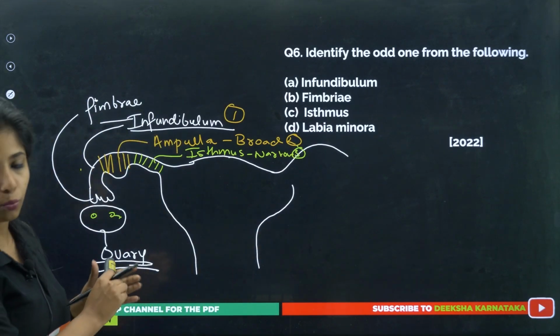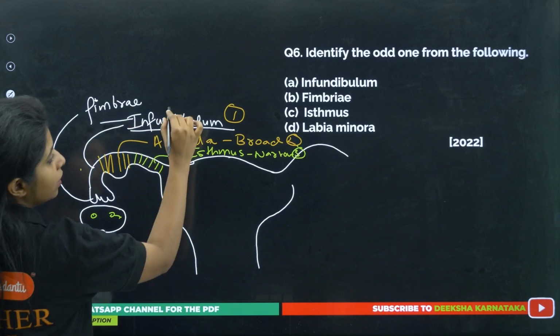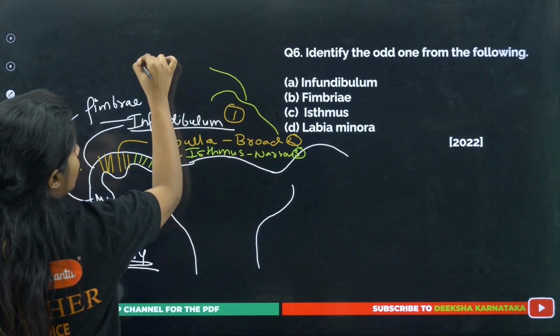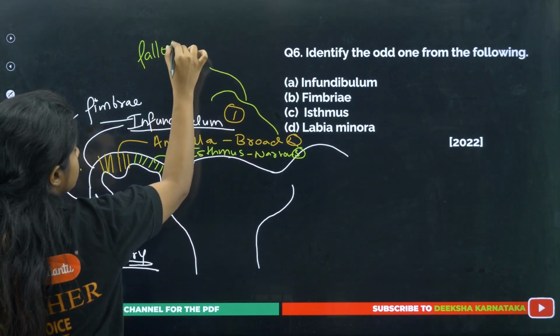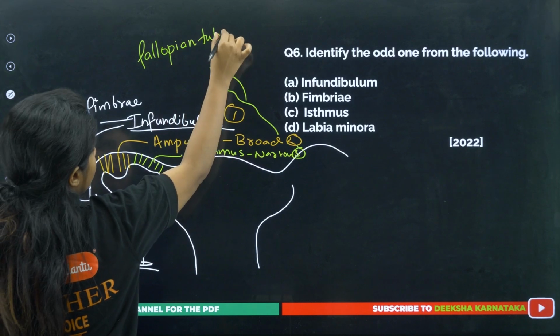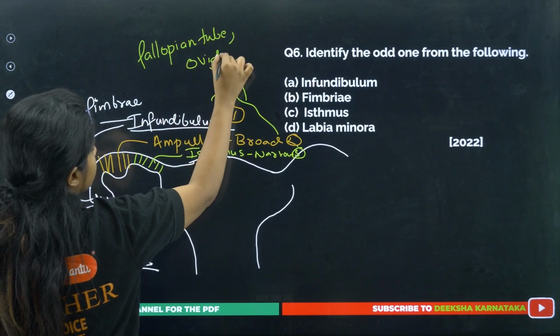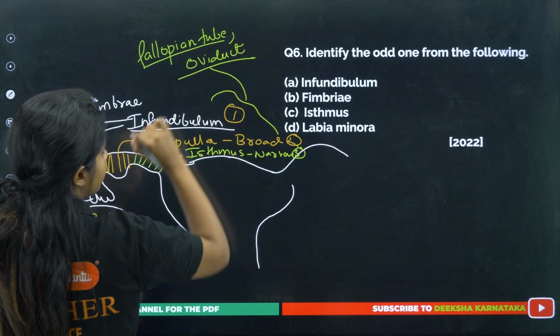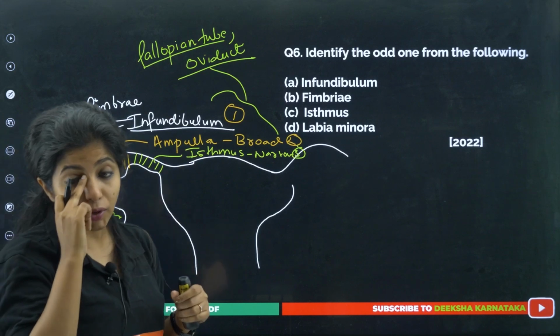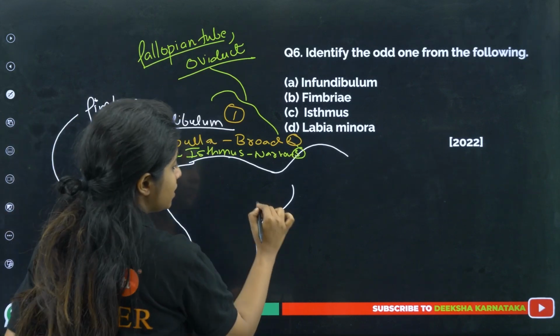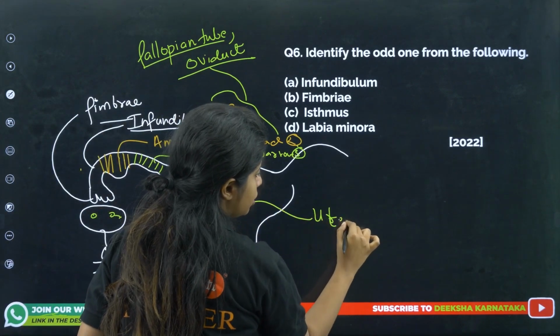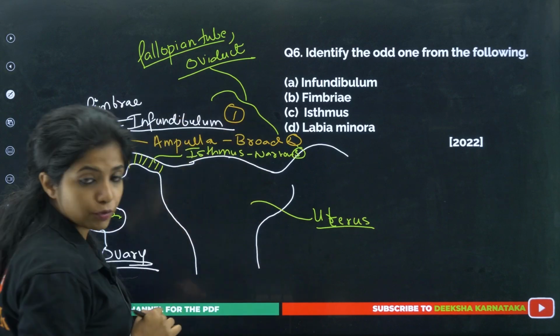One is this particular region which, all of them together, you call the Fallopian tube, or what do you call it? You call it oviduct. After the oviduct, you have this region which is known as uterus.